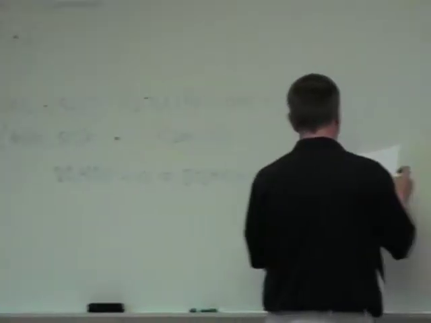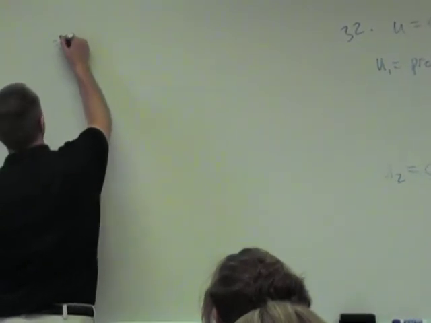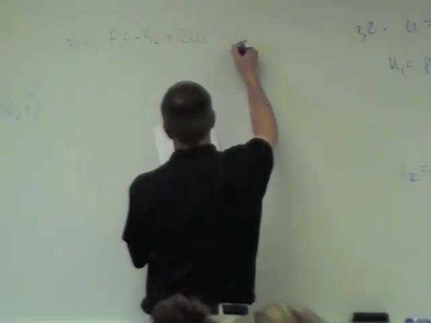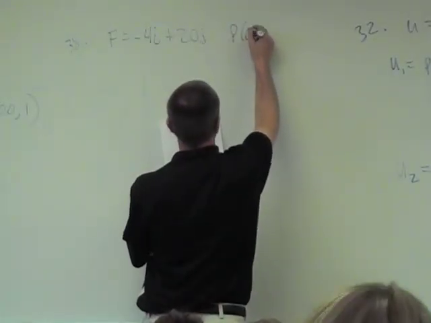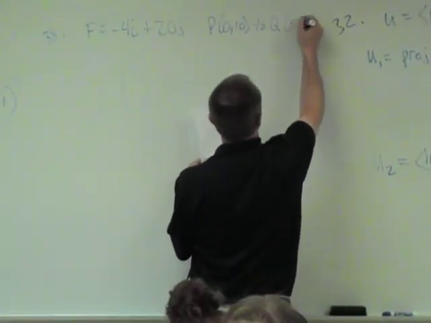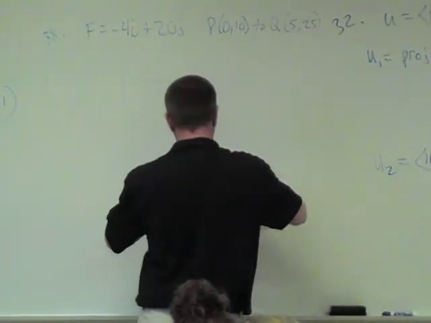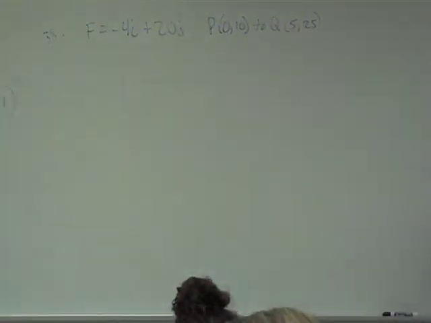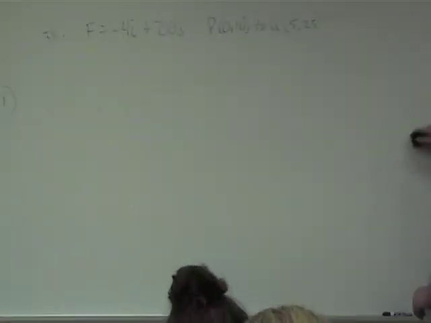You do it. Let's do number 38. F is negative 4i plus 20j, and you're going from point P, 0, 10, to point Q, 5, 25. Do the exact same thing. See if you can come up with the amount of work needed.